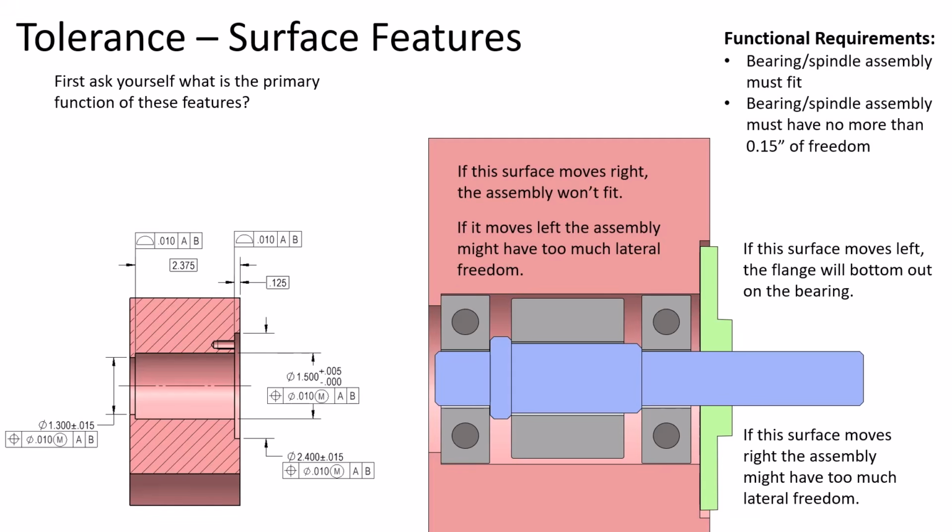So right out of the gate, we have 2 functional requirements that we can actually go check and calculate. First of all, the bearing spindle assembly must fit, meaning we just need to be able to assemble everything and have enough clearance. The other one is kind of a loose tolerance, but the bearing spindle assembly must have no more than 150 thousandths of freedom laterally, meaning the gap between the bearing and that green collar can't be any more than 0.15.